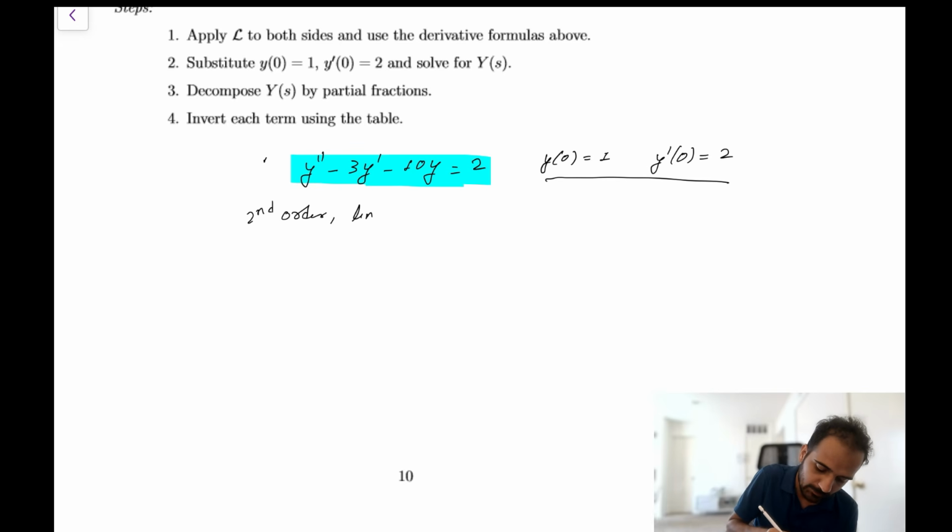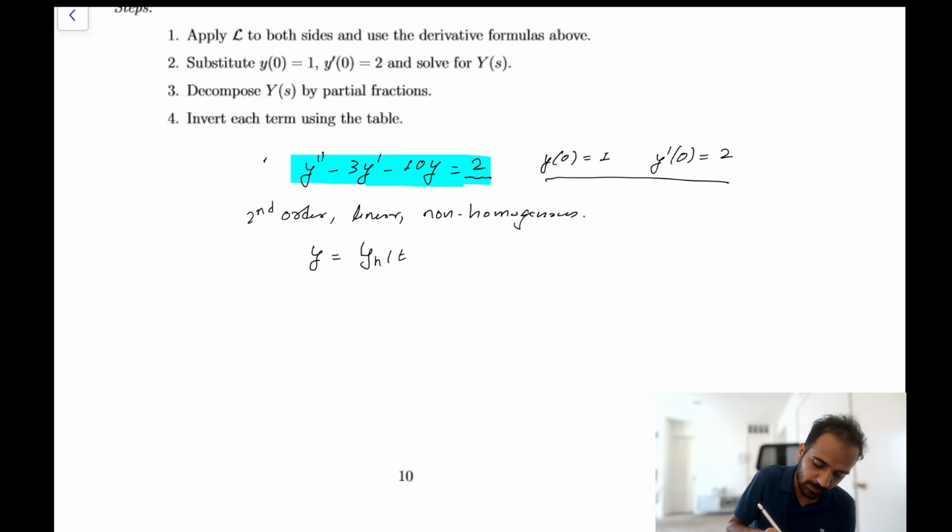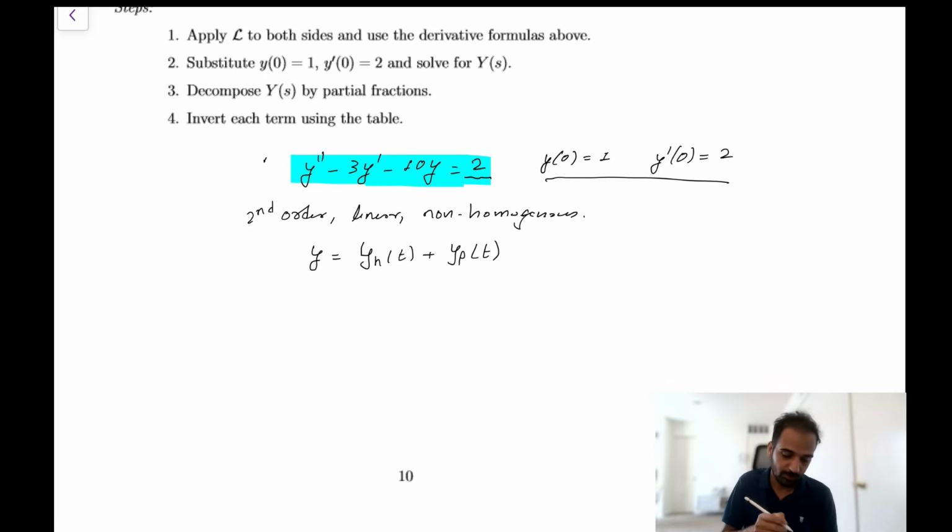If you notice, this ordinary differential equation is second order, linear, and non-homogeneous, right? Since there is a forcing term on the right side, we say it is non-homogeneous. If you remember your ODE chapter, the solution of a second order linear non-homogeneous ordinary differential equation is the superposition of the homogeneous solution and the particular solution, right? So we'll first determine our homogeneous solution, then we'll go to the particular solution.